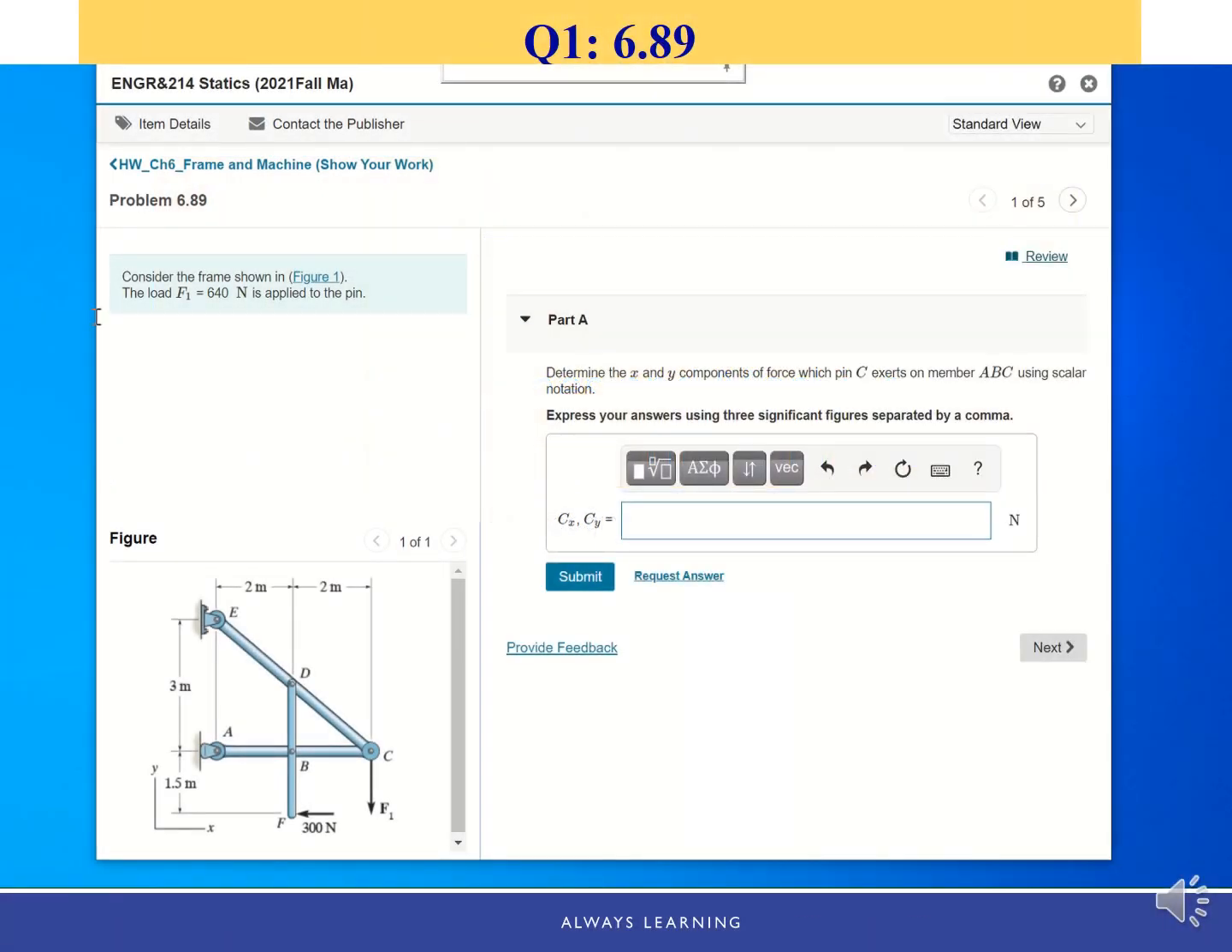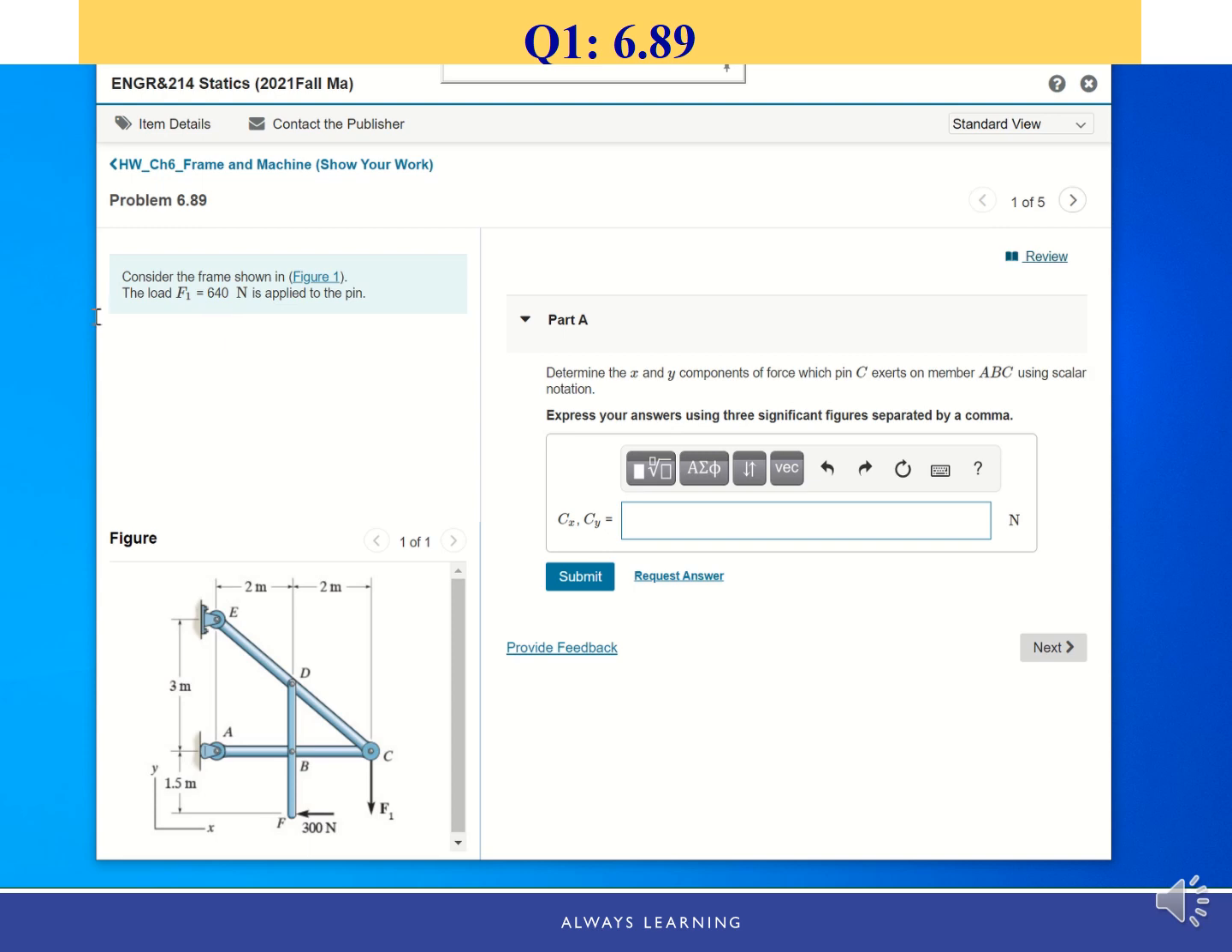Problem 6.89 from Mastering, and we have this frame given in this figure. We're looking for the x and y components of the force which pin C exerts on member ABC using scalar notation. The F1 is given here, which is applied, so this is very important. Please notice that F1, you may have a different number here, but it's a given force.